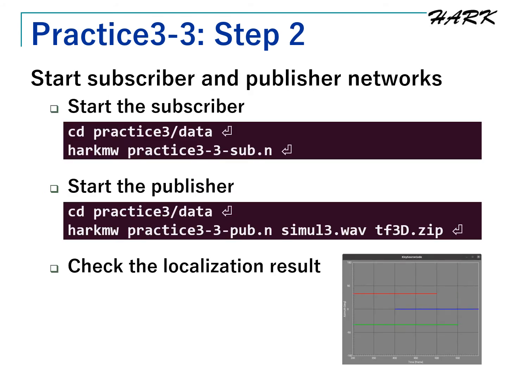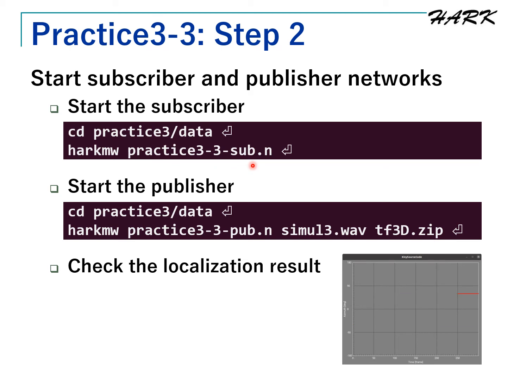The next step is starting the publish and subscribe networks as MQTT nodes. Open two terminals. In the first terminal, start the network that subscribes to localization results. The name of the network file is practice3_sub.n.